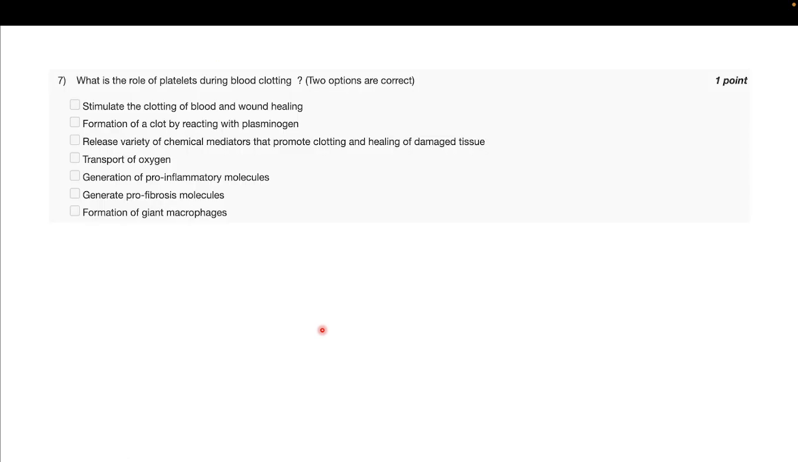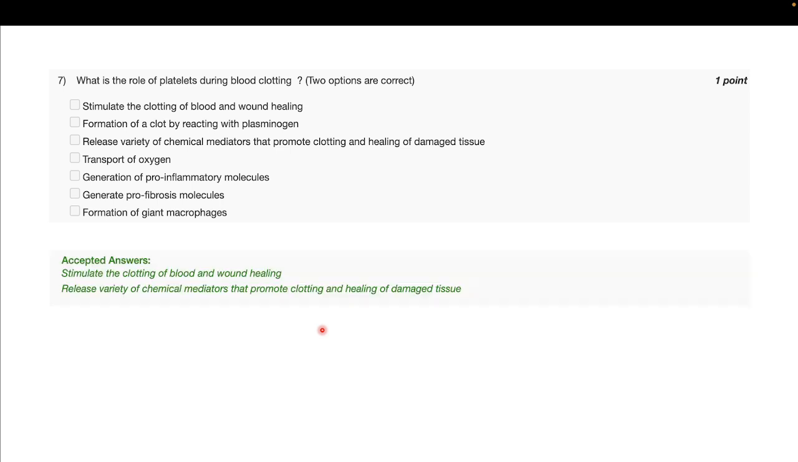The next question is, what is the role of platelets during blood clotting? Again, two options are correct. So read through the options and let me know if anybody knows the answer. Anyone?